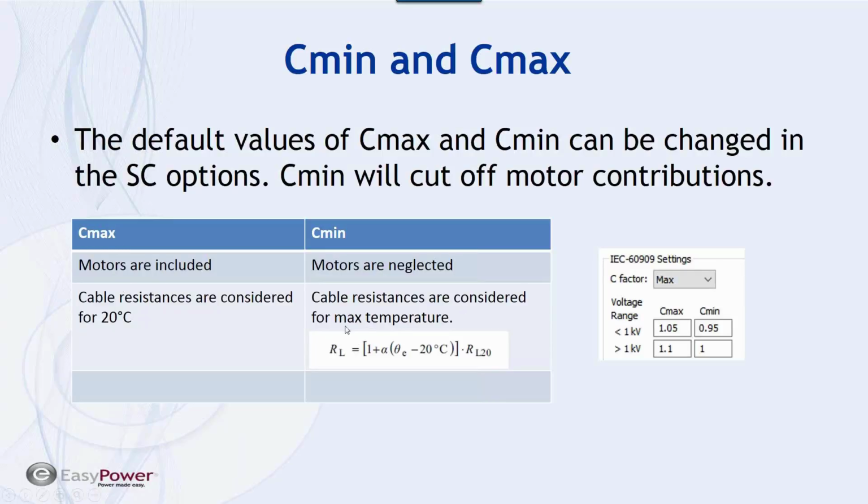Cable resistances are considered for maximum temperature, which depends on each equipment. Different for cable versus transmission line, but basically not 20 degrees. It's a value larger than 20 degrees by far, which means that it increases the impedance and in turn would contribute to lowering the fault current, because you increase the impedance. After increasing the impedance in a power system, the fault current will come down, and that's an obvious issue for all of us.